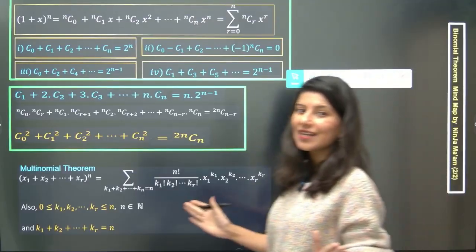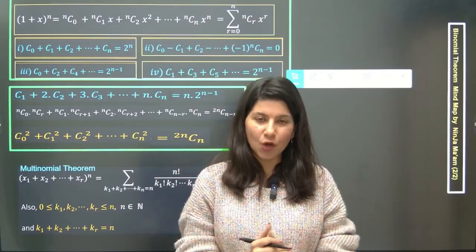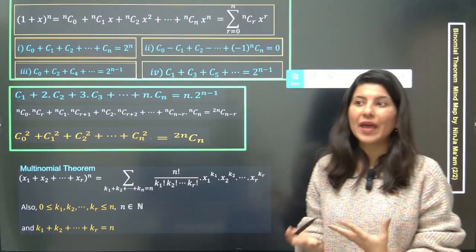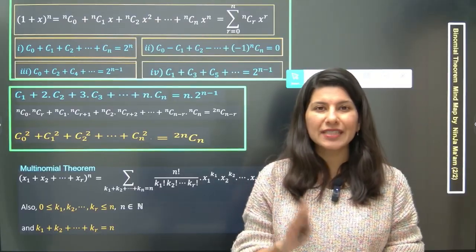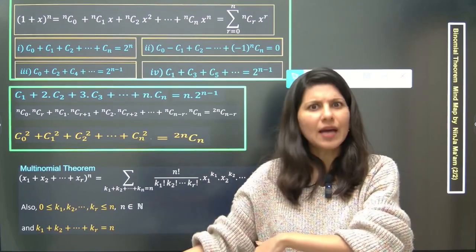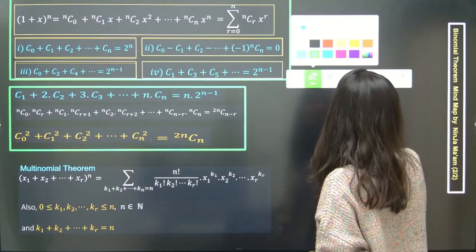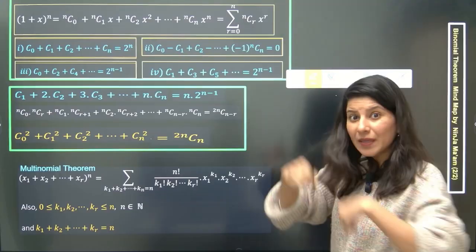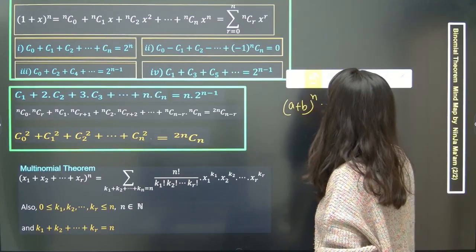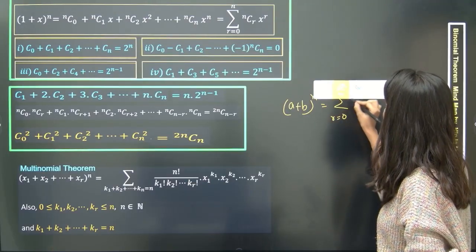And now the last thing, which is your multinomial theorem. Ma'am, what is a multinomial theorem? Multinomial theorem happens when there are more than two terms. Suppose x plus y plus z, or x plus y plus z plus w, power n. Okay. So now to understand the multinomial theorem, we have to take the inspiration from binomial only. Just tell me, a plus b power n will be sigma r equals 0 to n.